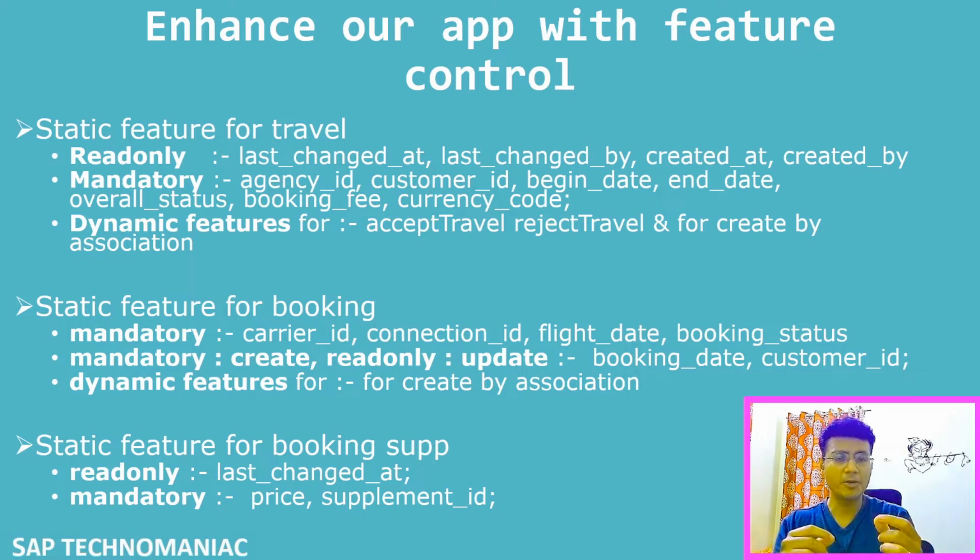to create a particular travel. And we will define some dynamic feature control, as I told you, for accept and reject travel. We will disable one of them during the interaction phase. And one more thing, I also want to enable and disable create by association based on the state. If some travel is already rejected, then I don't want to give the create by association option. You can't create that particular BO operation for that particular BO instance.